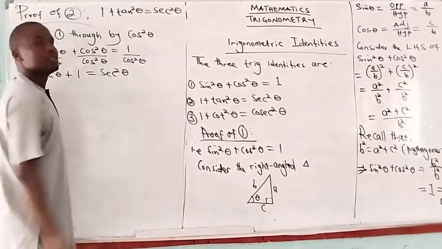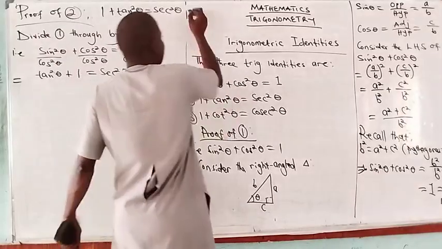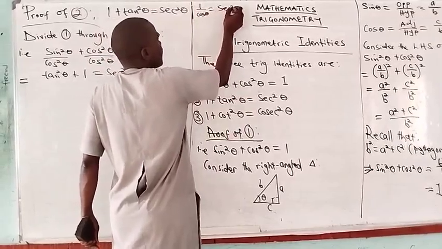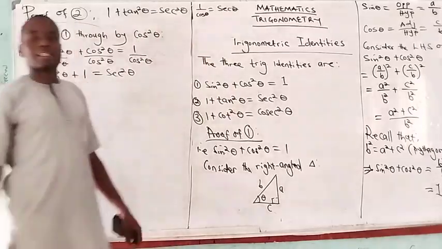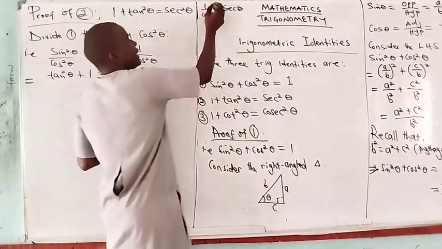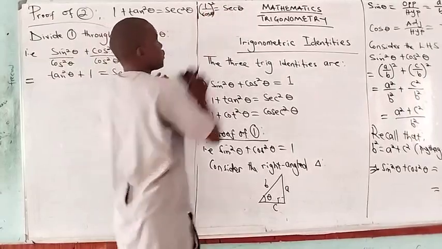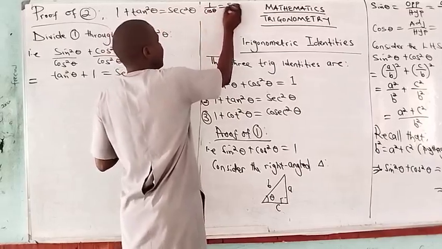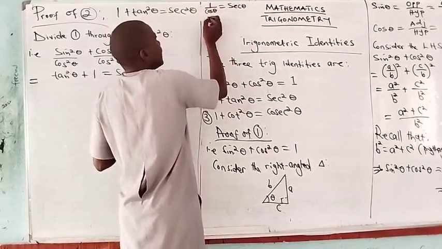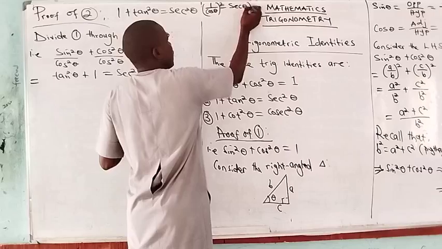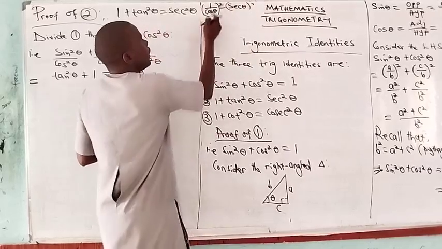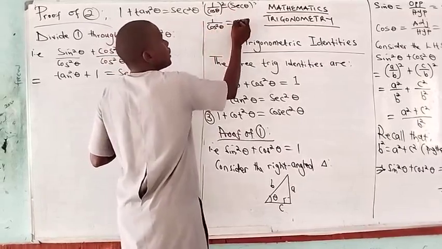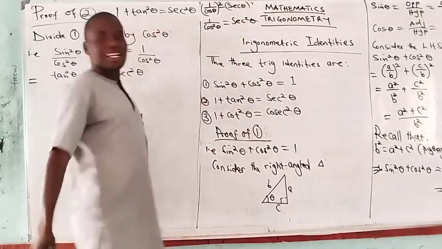Sec square theta. What I'm saying here is that 1 all over cos theta is equal to sec theta. Now square both sides. We said 1 all over cos theta is equal to sec theta. Square both sides. 1 square is 1 all over cos square theta, which is equal to sec square theta. So this is another proof.